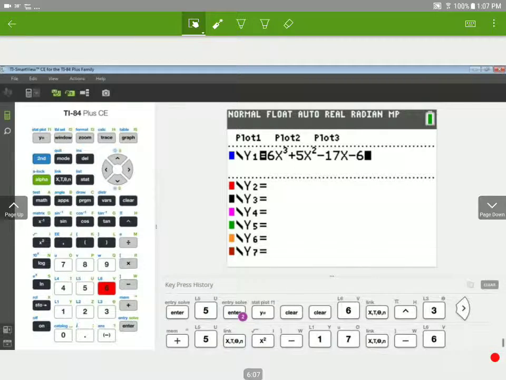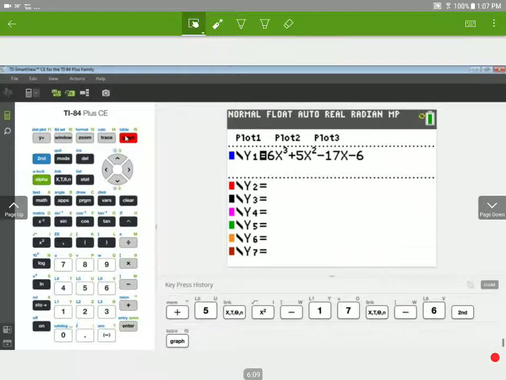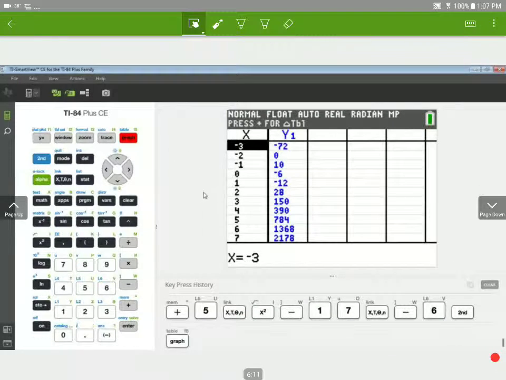I'm going to go to the table. If I go to the table, can you tell right off the bat where one of the solutions is? -2. Good. Why do you know that's a solution? Because y is 0. Exactly. So we're going to write that down. X equals -2. That's one of your answers.